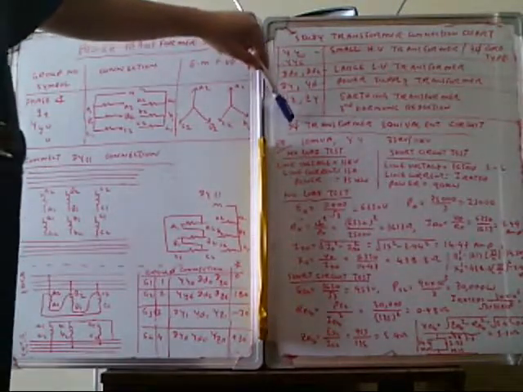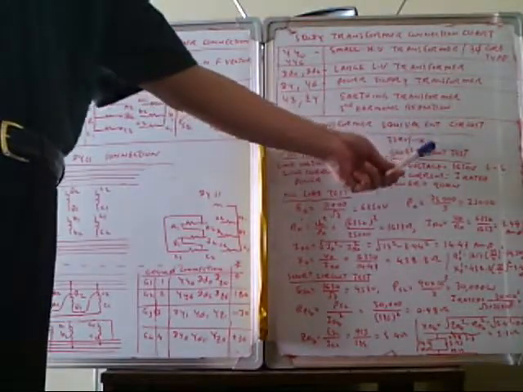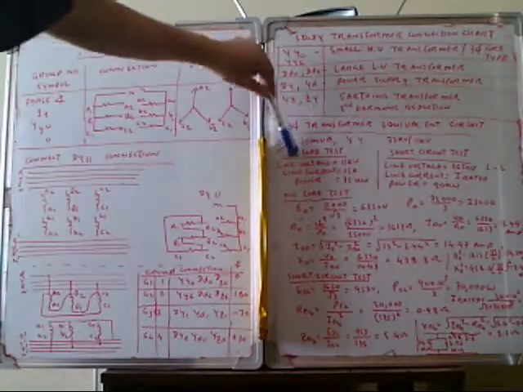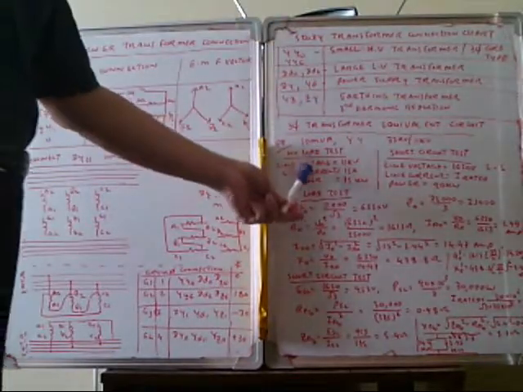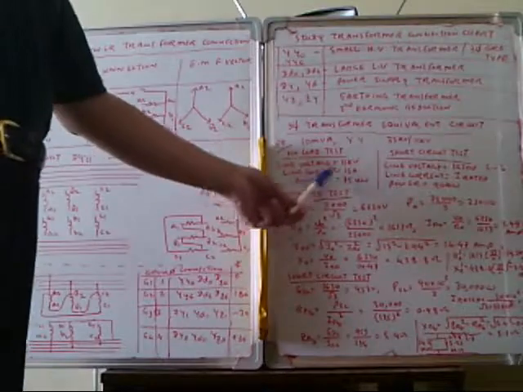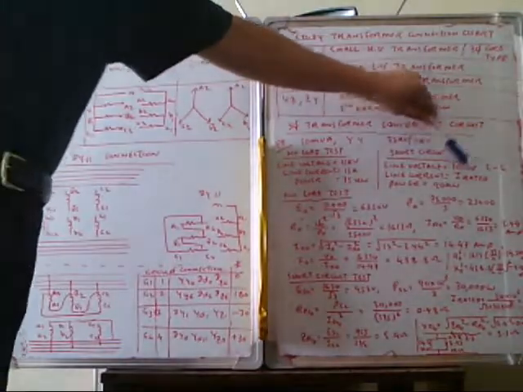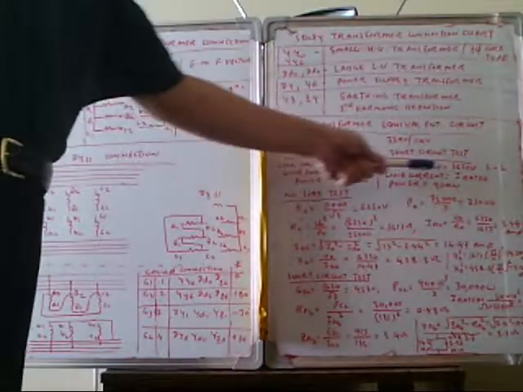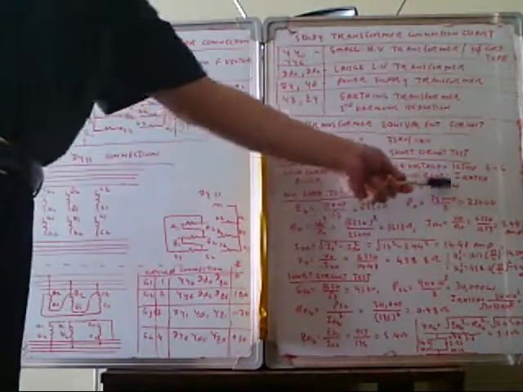Okay, so we will solve the problem for a 3-phase transformer equivalent circuit. This problem is given as a 10 MVA, star connection, primary voltage 33 kilovolt, secondary 11 kilovolt. In the no-load test, the line voltage is 11 kilovolt, line current is 15 ampere, power 75 kilowatt. In the short circuit test, line voltage is 1650 volt, line current is the rated current, and power is 90 kilowatt.